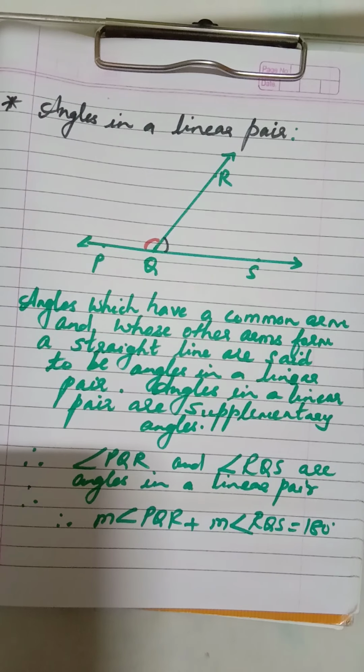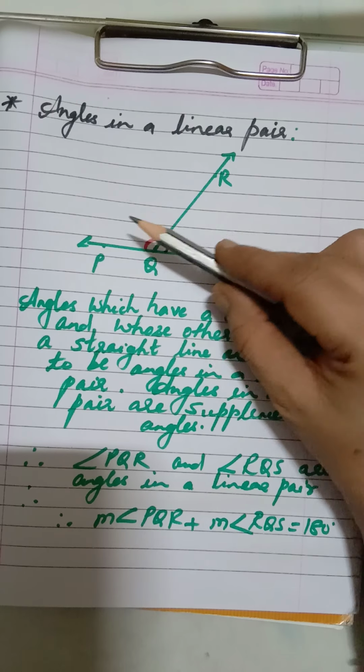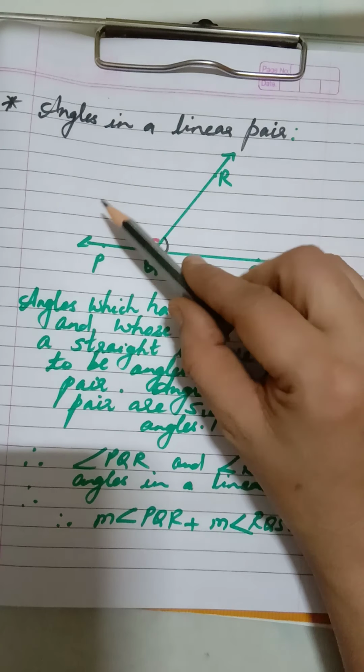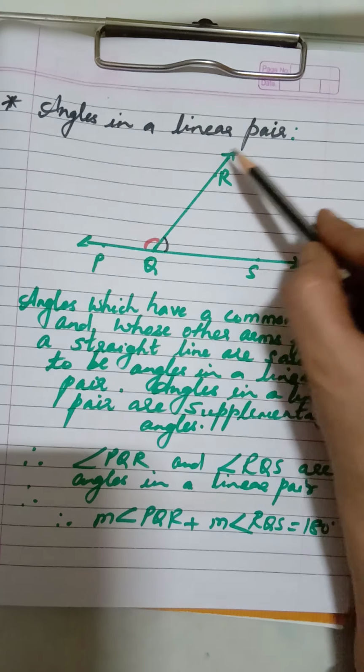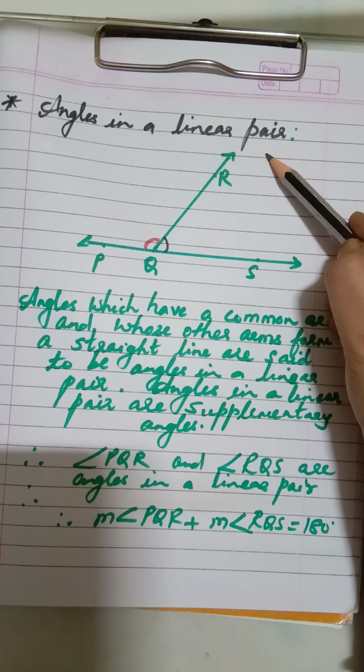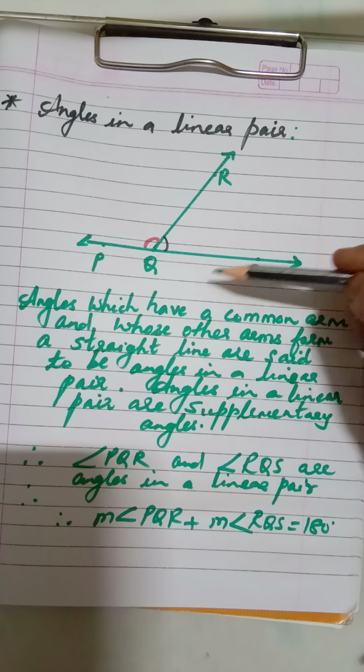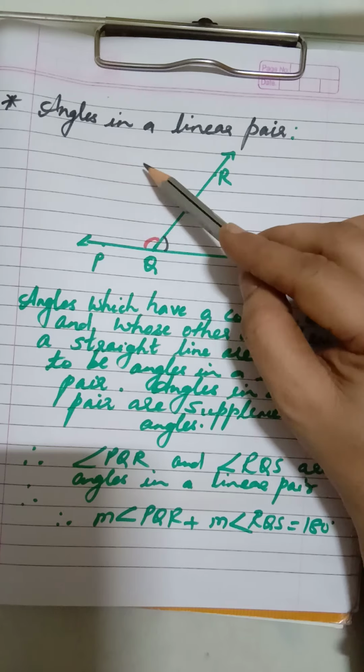Okay students, now moving to the next topic of the same chapter, angles in a linear pair. Okay children, now here you can see that I have drawn a figure. Angles in a linear pair.